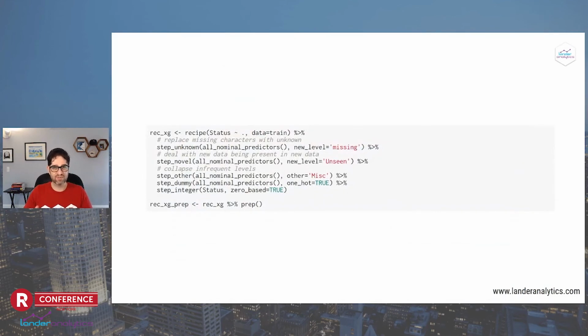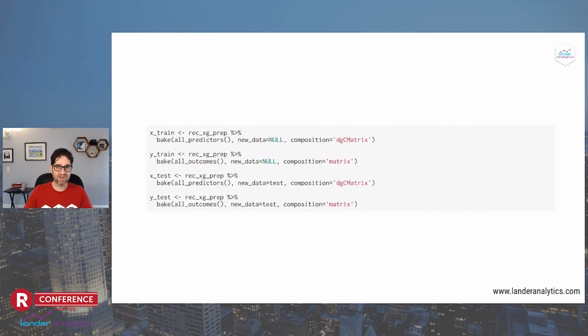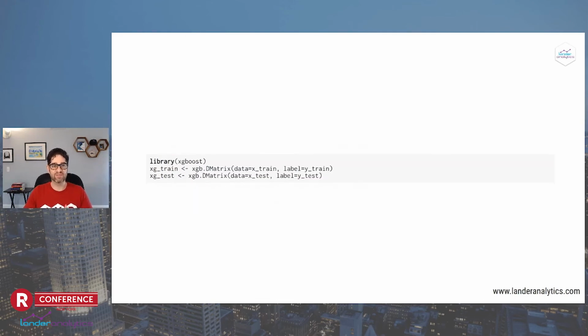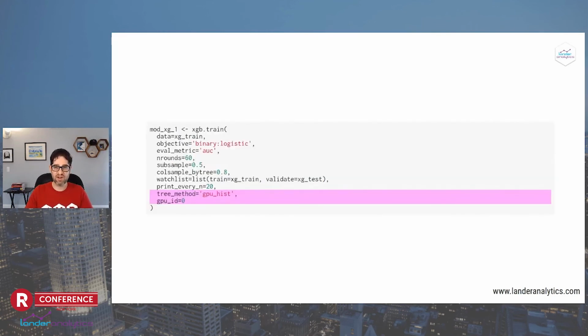So we build another recipe. We no longer need to do imputation, and our outcome is now a zero-based integer. We then build our input and output matrices, and since it's XGBoost, we get to use a sparse matrix for the inputs, which could speed up computation time and can make it take up less space in memory. Since it's XGBoost, we need to build a special xgb.DMatrix object, which holds your predictors and your outputs together in one object. And then we can fit the model with xgb.train.